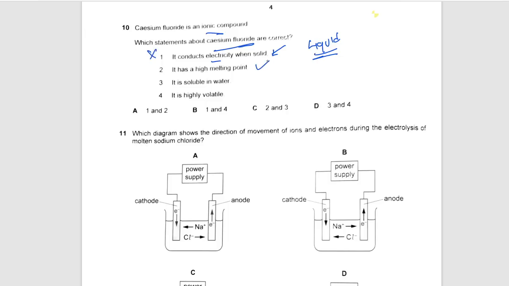It has a high melting point, that is right. And that is the reason why we use something called cryolite in electrolysis. The cryolite lowers the melting point, but in nature the ionic compounds have a high melting point, so 2 is correct.